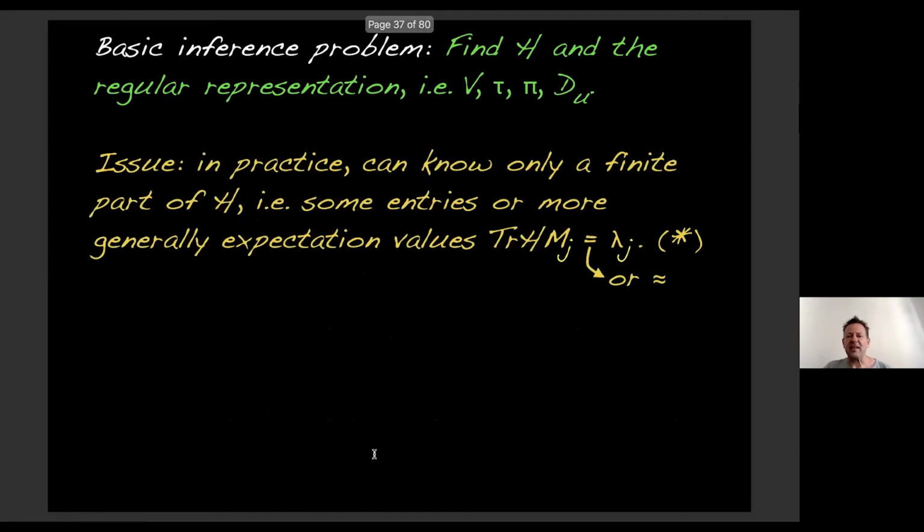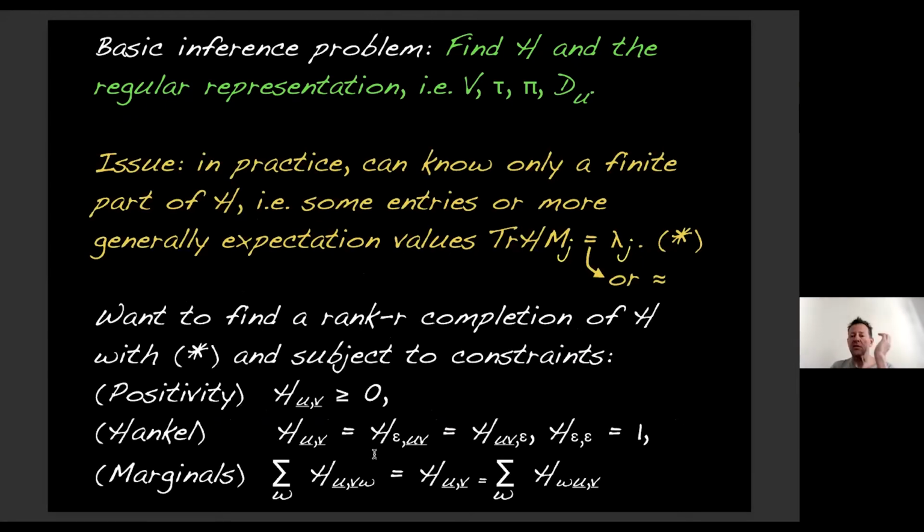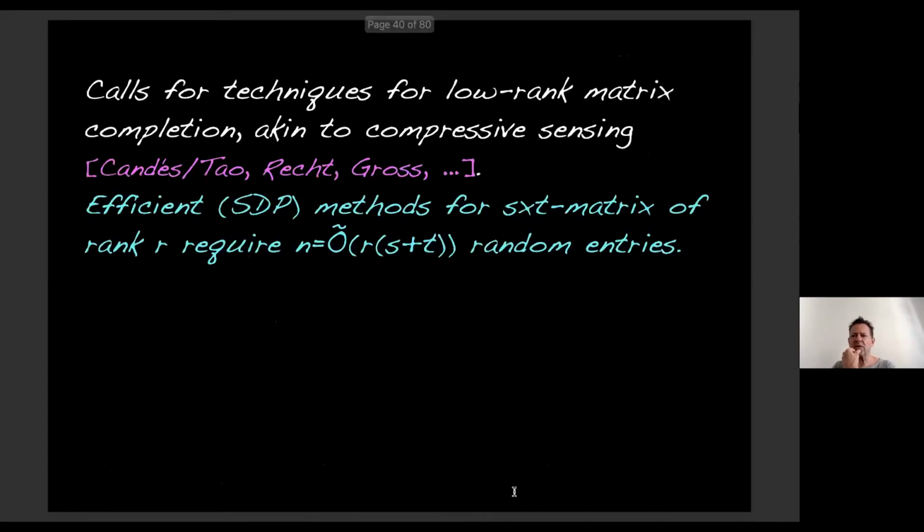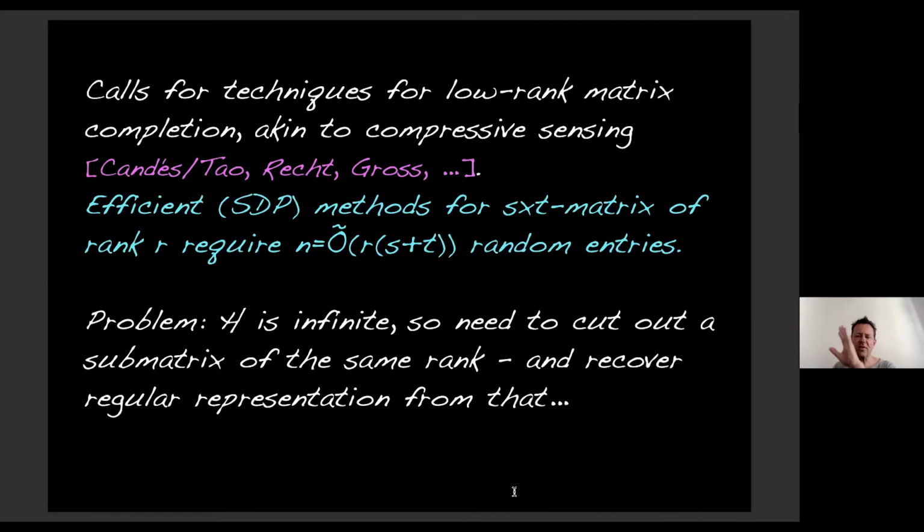And so then there is a bit of discussion on what it would mean to reconstruct this quasi-realization, because we will only observe finite statistics. So we will see some expectation values of the Hankel matrix exactly, or rather with finite precision. And so we would like to find a rank R completion of H or some big chunk of it, subject to the constraints that the entries are positive, and then we have this Hankel matrix constraint. So I'll gloss over this because I want to get to this other part. This is work in progress.